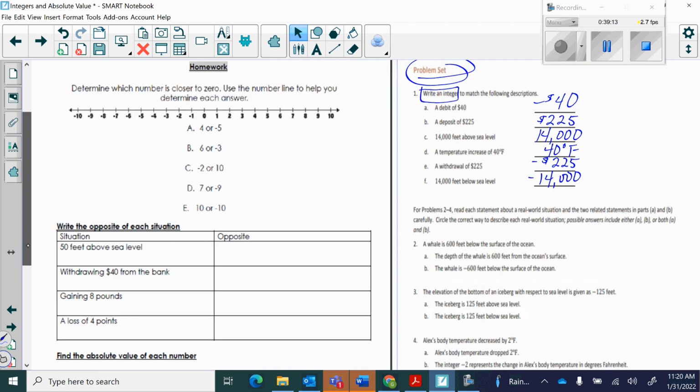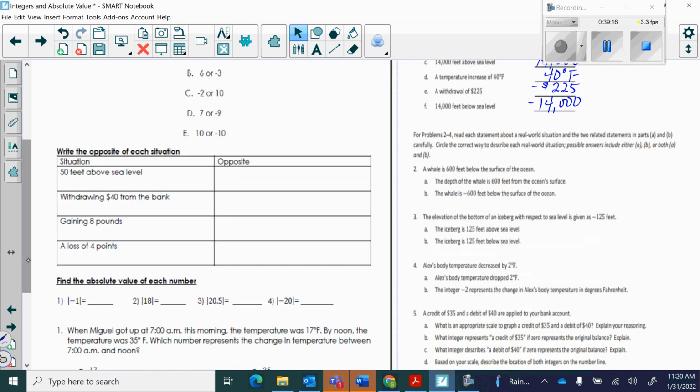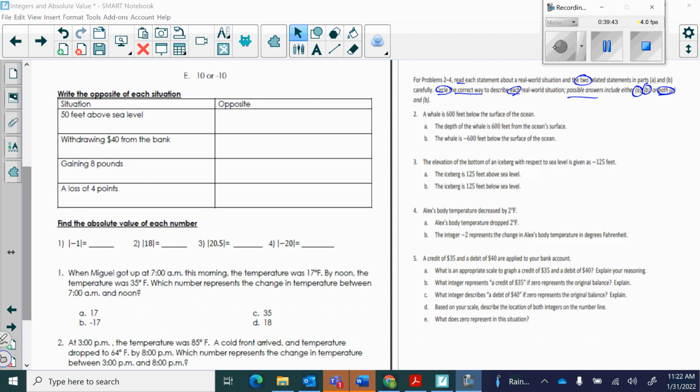Okay, we kind of did one like this next section. Directions are a little different though, so let's read them. So read each statement about a real world and the 2 related statements in parts A and B. Circle the correct way to describe each situation. Possible answers. It could be A, it could be B, or it could be both A and B. Okay, guys, number 2. How many thought A was correct? Raise your hand. How many thought B was correct? Raise your hand.